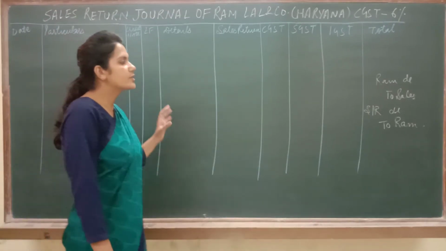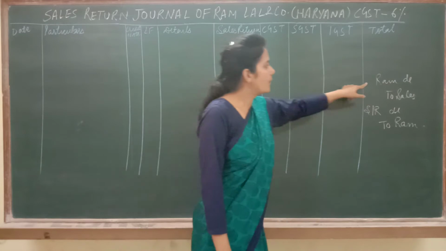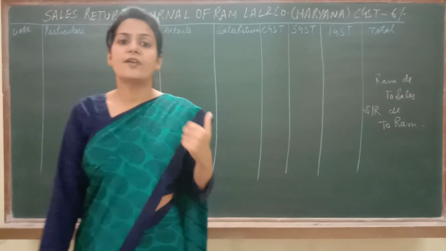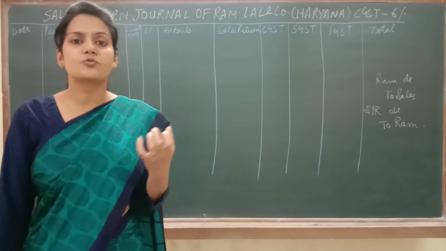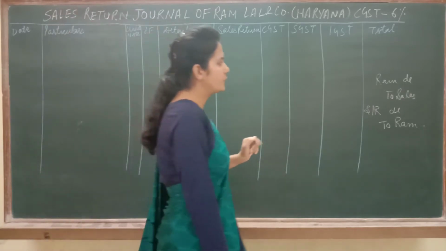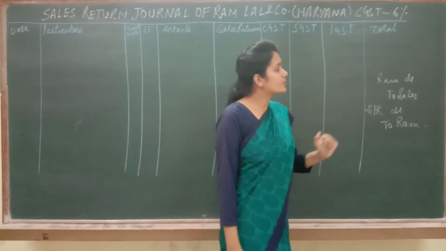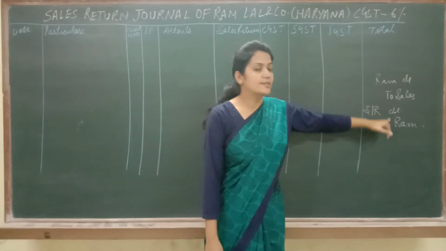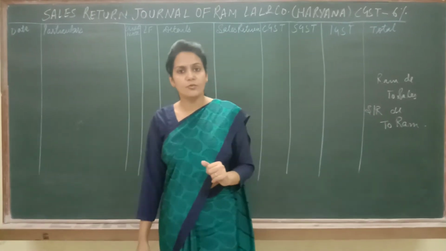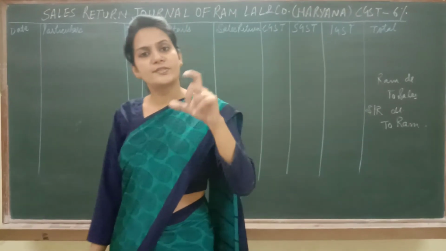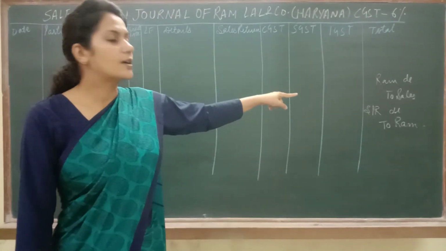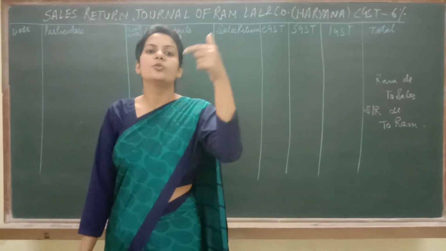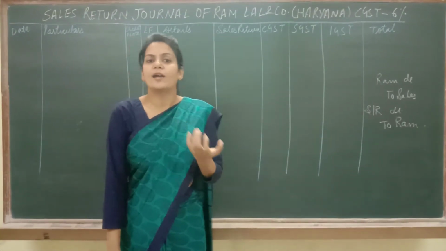Now, suppose I pass an entry, Ram to sales. What does this entry signify? It signifies that I have sold goods to Ram on credit, so I have to debit Ram's account. Now suppose Ram returns the goods to me, then I'll pass the entry sales return account debited to Ram's account. That means on account of sales return, Ram's account has been credited.